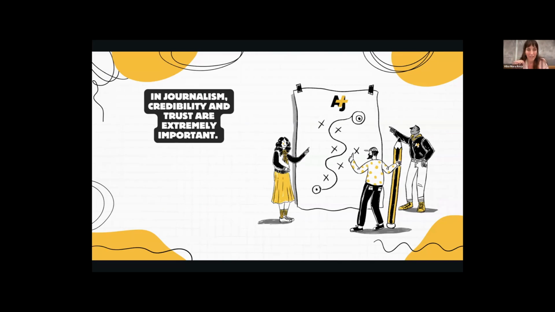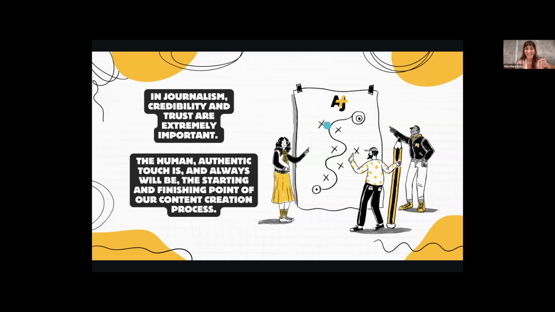And I just want to stress this again. In journalism, credibility and trust are extremely important, and translations can be very nuanced. Getting things right is key in our business, because our credibility and trust are at stake. So there's not much room for errors here. And again, the human authentic touch is and always will be the starting and finishing point of our content creation processes. We don't want to be the McDonald's of news. We really want to keep being HA+ in spirit, but with the superpower of AI behind us.